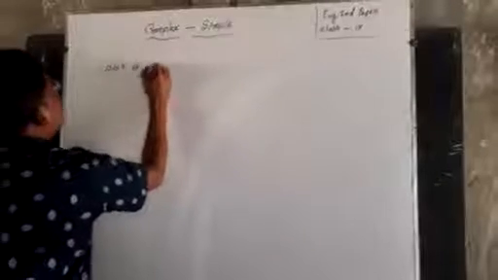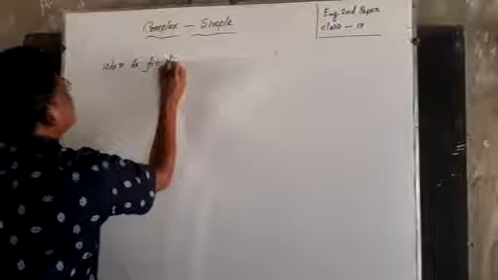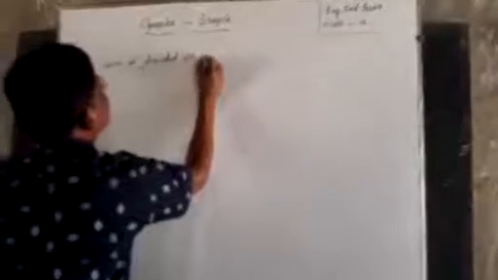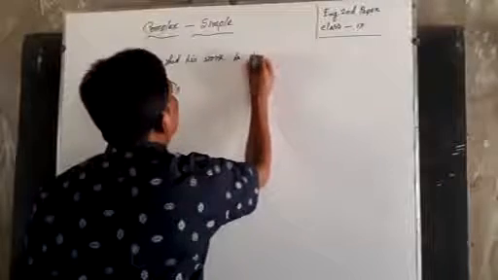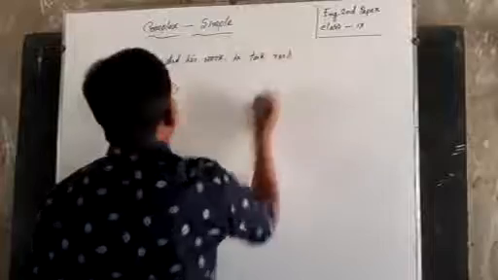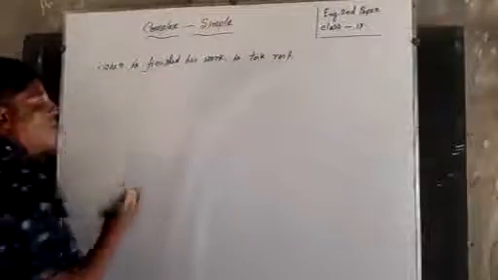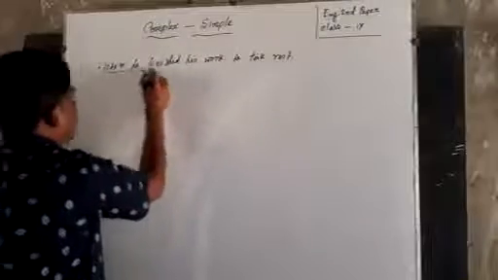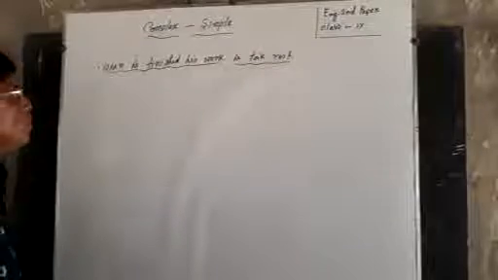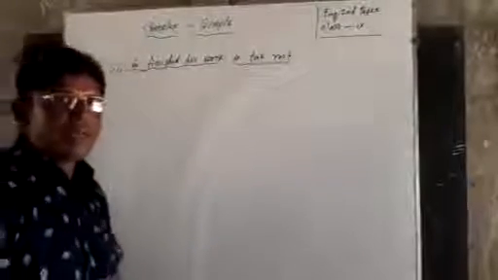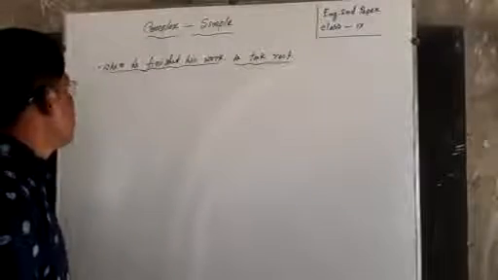When he finished his work, he took rest. This is an example of a complex sentence because "when he finished his work" is a subordinate clause and "he took rest" is a principal clause. If we want to change from a complex sentence to a simple sentence, first we have to break the subordinate clause and turn it into a phrase.